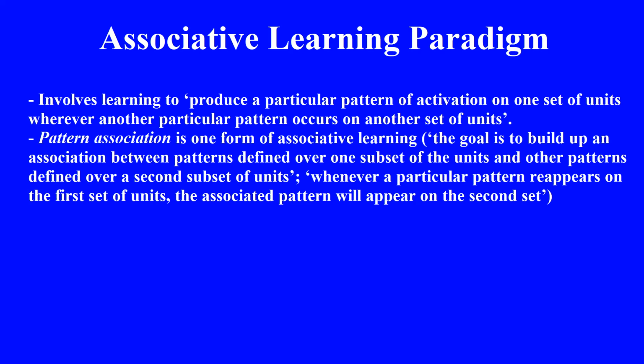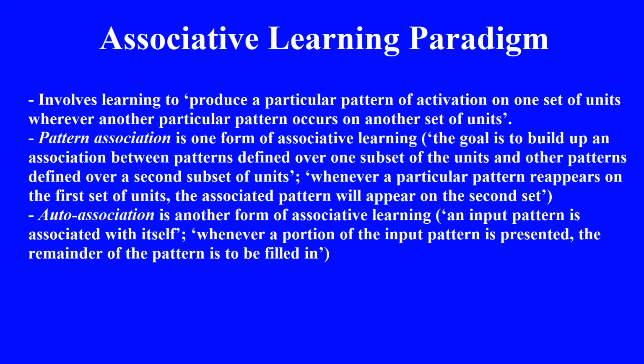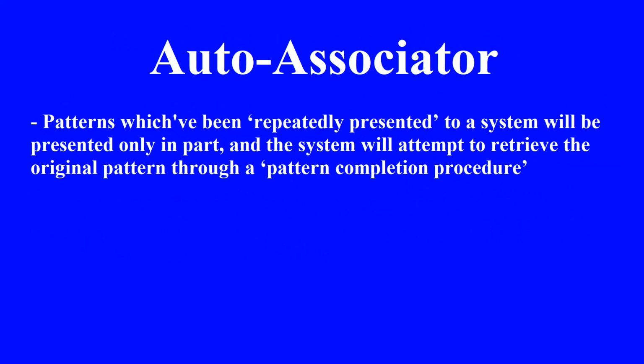And whenever a particular pattern appears on the first set of units, the associated pattern will appear on the second set. And auto-association, where an input pattern is associated with itself, and whenever a portion of the input pattern is presented, the remainder of the pattern is to be filled in. Auto-association is similar to simple pattern association, but the input pattern acts as both the teaching input and the pattern to be associated. With an auto-associative paradigm, patterns which have been repeatedly presented to a system will be presented only in part, and the system will attempt to retrieve the original pattern through a pattern completion procedure.